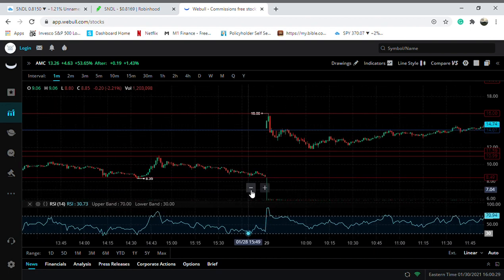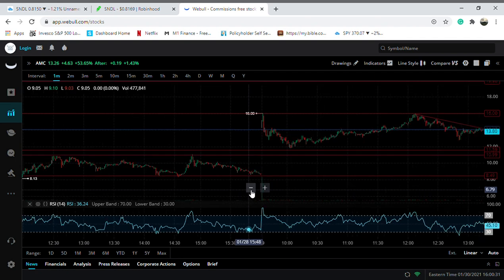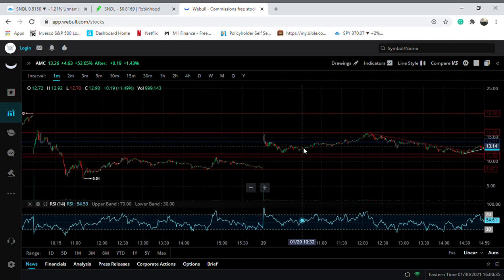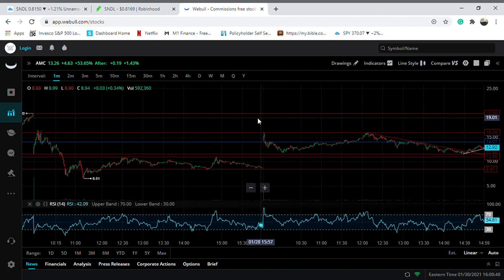So that's my indication if it does not break that line right there. But if it does, we're in game. It's going to go up to 16. It's going to break the 12 or the 14. 13.96 is going to break that, and then it's going to shoot up to 16. After that, I'm going to say it's going to go up to $19.90, the $20 mark.